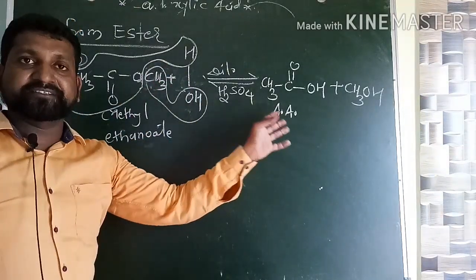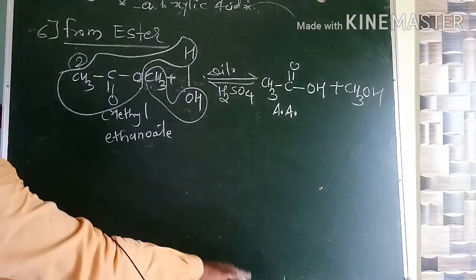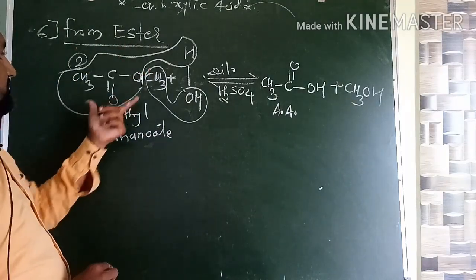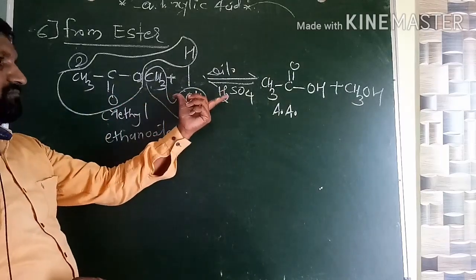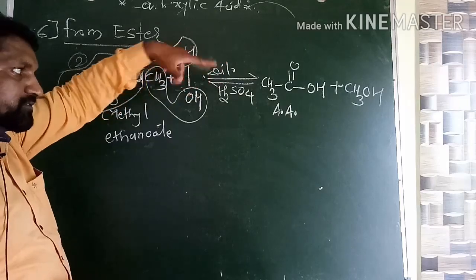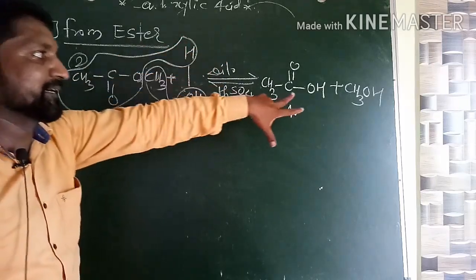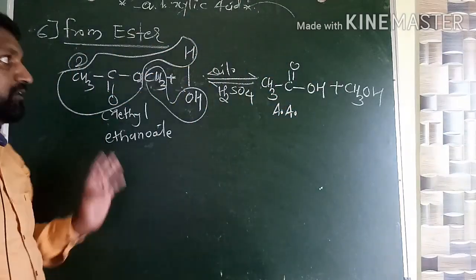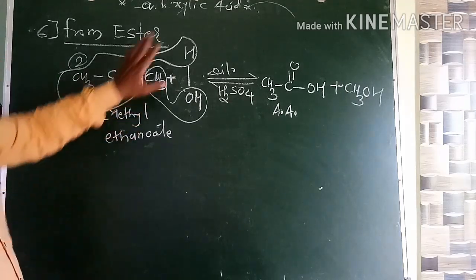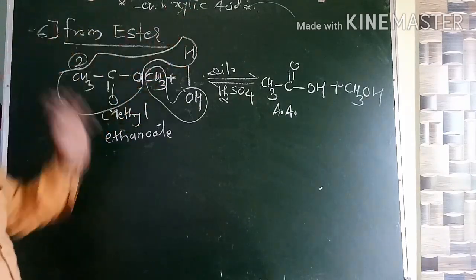In this way we have to write the product. Okay, so very simple reaction from ester. What happened when ester reacts with dilute sulfuric acid? Therefore automatically water will be there. Dilute means including water. You will get the desired acid and alcohol molecule. So this type of reaction is there in which we can prepare carboxylic acid from the ester.